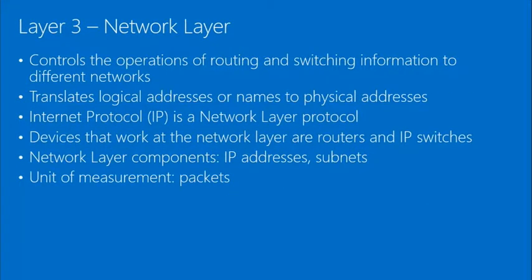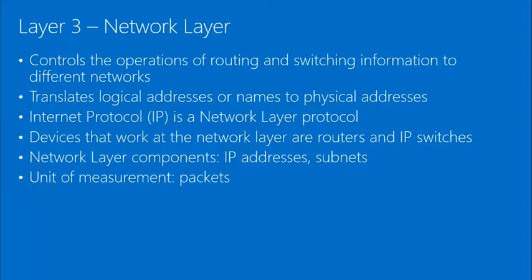Okay, so layer 3, network layer. This controls the operation of routing and switching to different networks. So it's using the network layer that subnetworks are created. This translates logical addresses or names to physical addresses. So as a user, I go to www.microsoft.com. The network layer is the one that translates that from that name to an address.